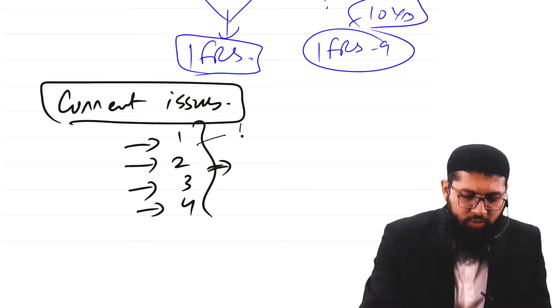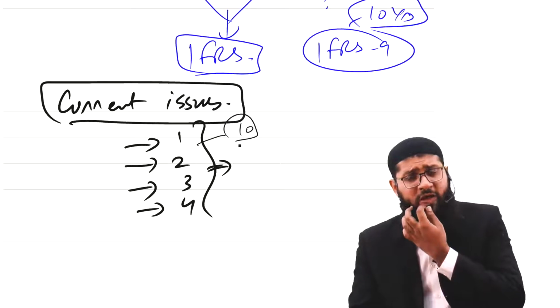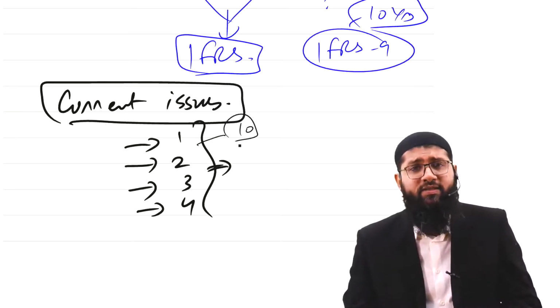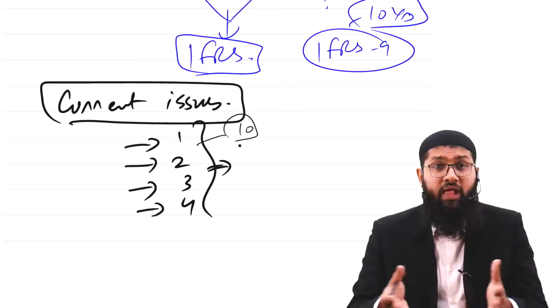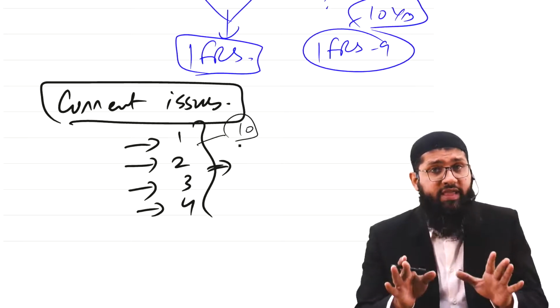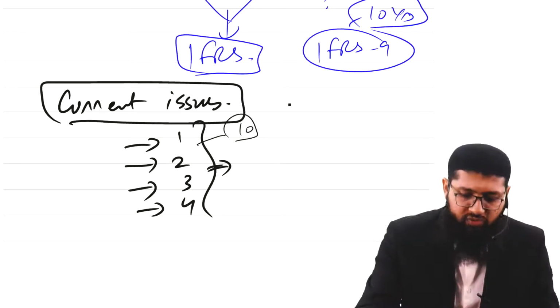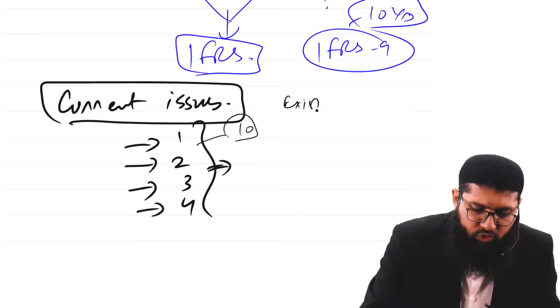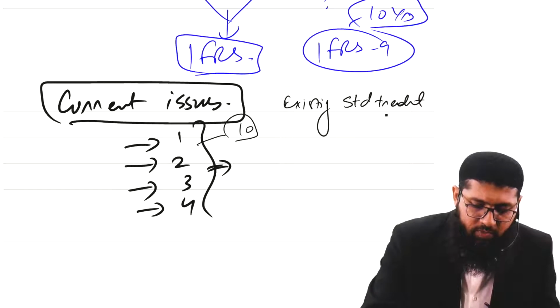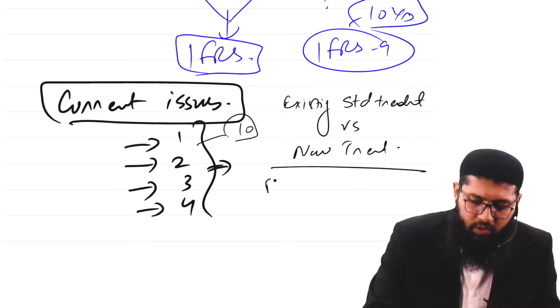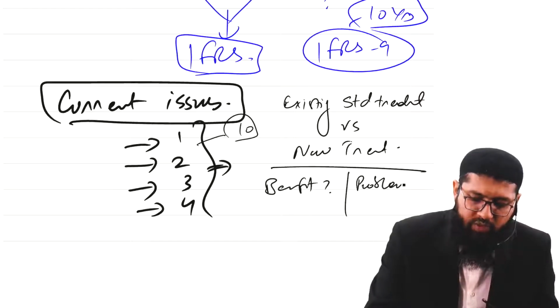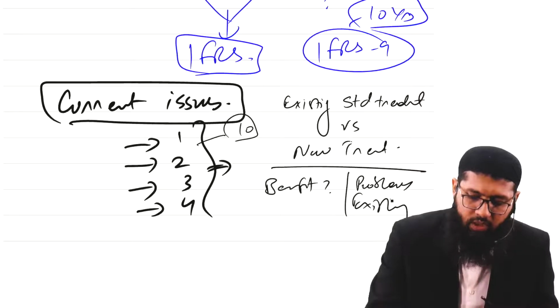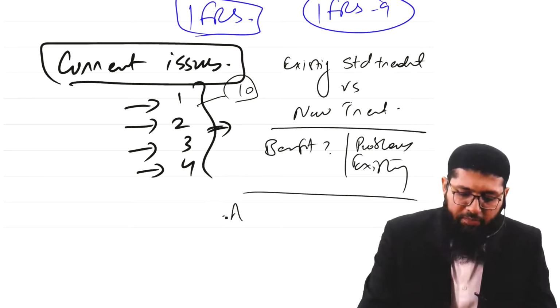Generally speaking, it's around a 10 mark area, 8 mark area, depending upon the examiner's mood. So it's going to be something that would be examined, and they could ask you questions like this. What is the existing standard's treatment compared with the new treatment? They might ask you about the benefits. They might ask you the problems with the existing treatment. They might even ask you to apply the new treatment.